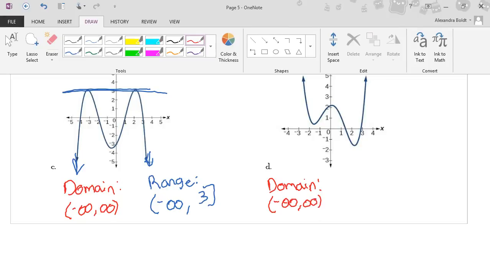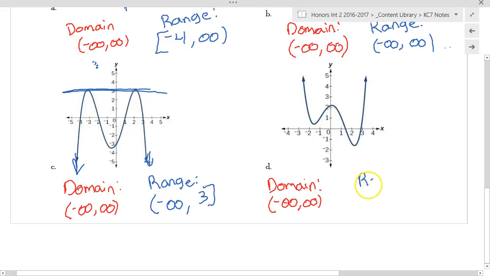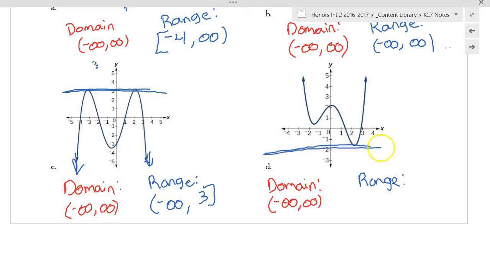For my range, starting at its lowest point. It does have a lowest point. I can draw a fence underneath it. My lowest point, it looks to be about -2. We'll say it starts at -2. Again, since it's a number, it's a square bracket. And then where does my graph stop going up? It doesn't stop going up, right? So it's going up towards positive infinity. So [-2, infinity). And that's it for domain and range.